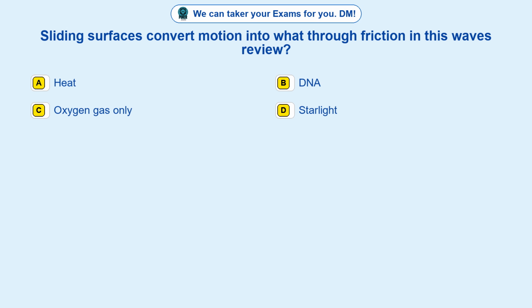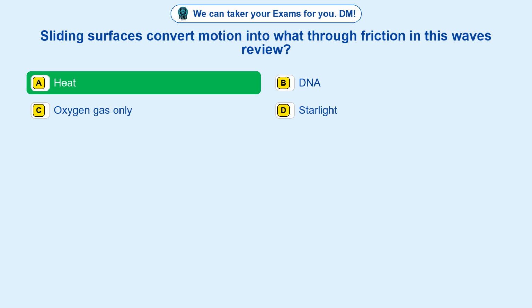Question 64. Sliding surfaces convert motion into what through friction in this waves review? Option A, heat. Option B, DNA. Option C, oxygen gas only. Option D, starlight. The correct answer is option A.